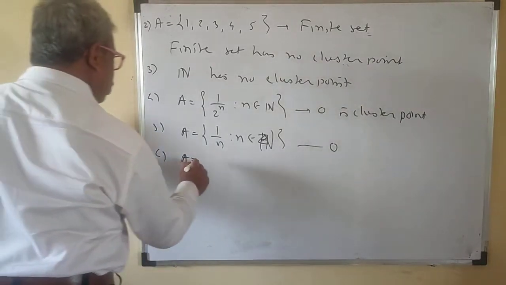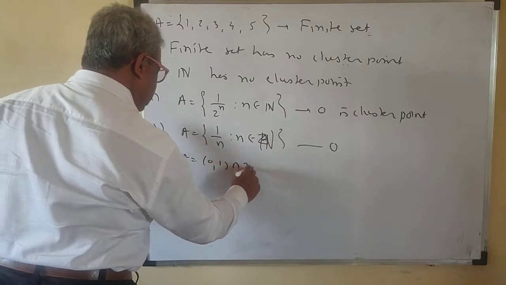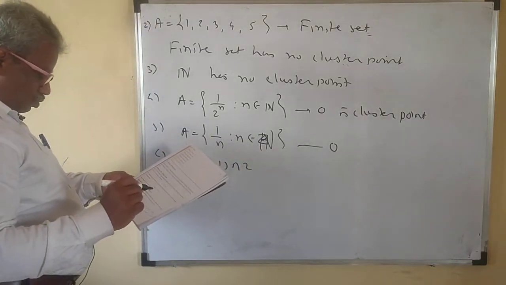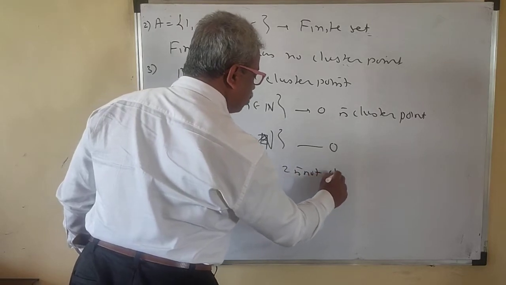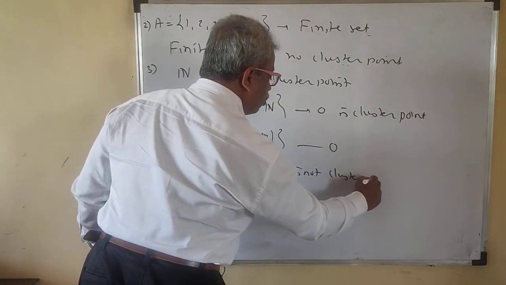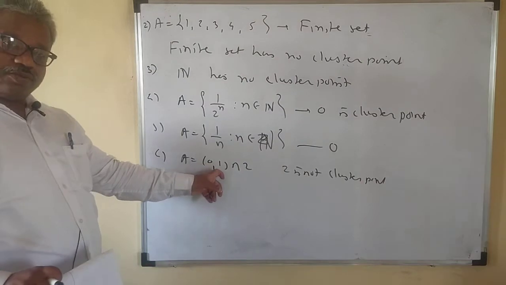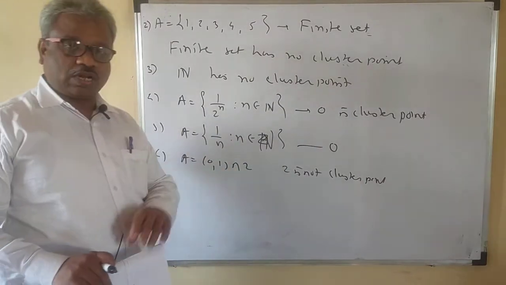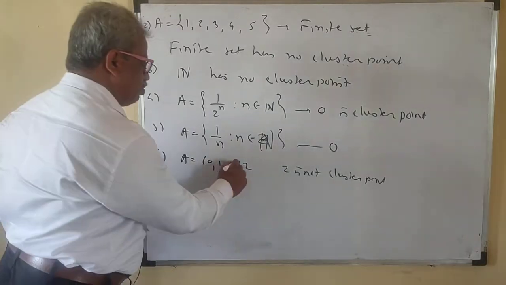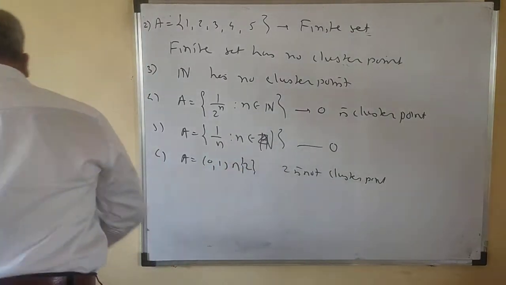Suppose this is the interval (0, 1) union {2}. Here 2 is not a cluster point, but all points between 0 and 1, including 0 and 1, are cluster points. 2 is not a cluster point for this set. Actually, this you have to write as a singleton set.